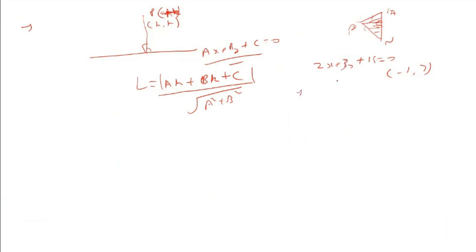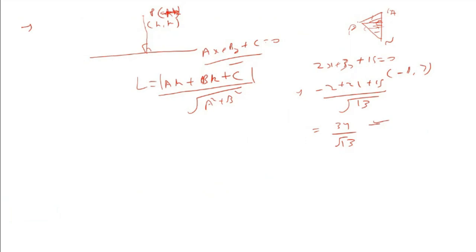So basically for this case it will be minus 2 plus 3 into 7, which is 21, plus 15, root over 4 and 9, so 13. So this will be 34 over root 13. Now this is fairly simple, because you knew the point, you knew the line, and this is done.